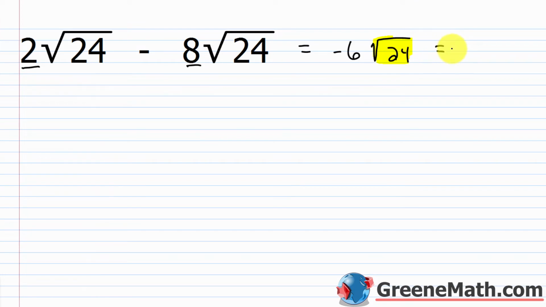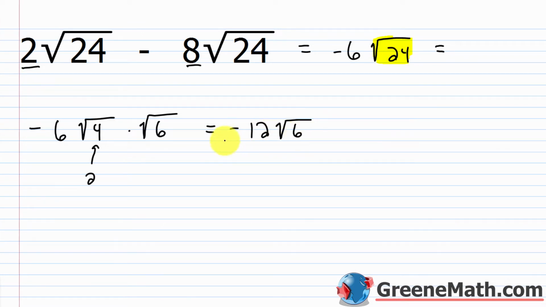So let's make this negative 6 times the square root of 4 times the square root of 6. This would give us negative 6 times, the square root of 4 is 2, so I could replace that with a 2. Negative 6 times 2 would give me negative 12, and then times the square root of 6. Now this is simplified because the square root of 6, I can't do anything else with that. 6 factors into 3 times 2. No perfect squares in there, so we're basically good to go.